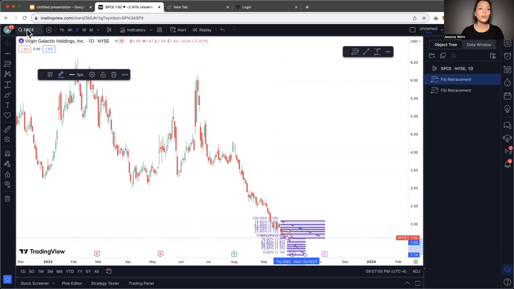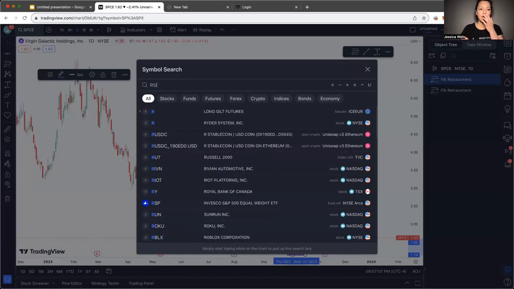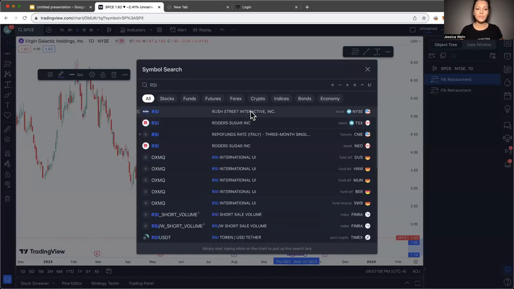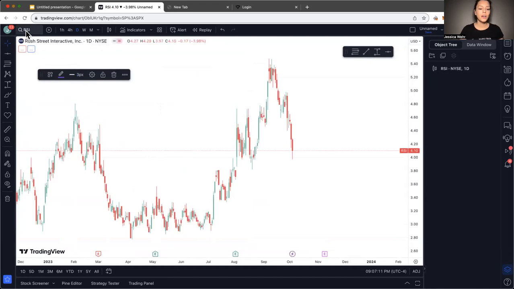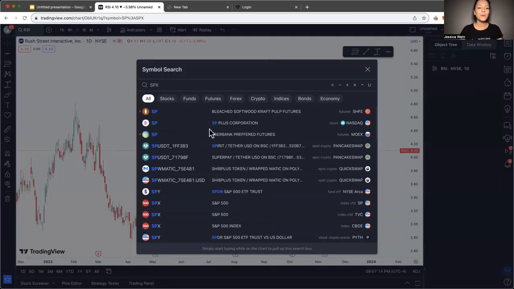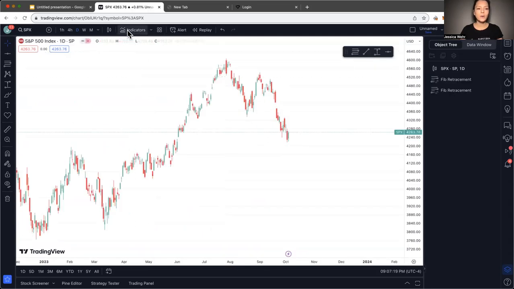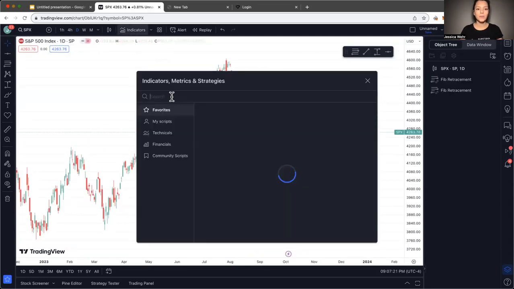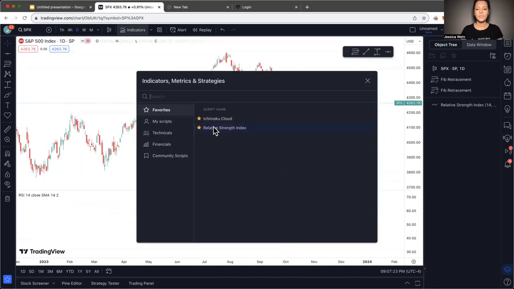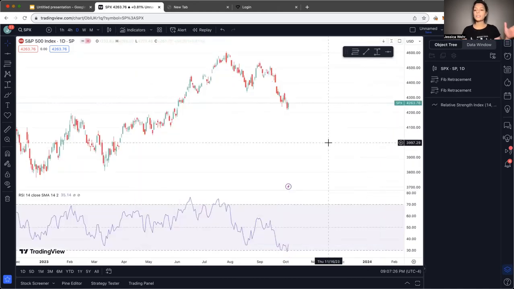Now we're going to go over RSI and we're going to quickly see how that works. So I'm going to bring it up on my chart here. It is very simple. RSI, just like Ichimoku and Fibonacci, uses math, and it tracks the buying and selling of stocks. How you're going to read RSI is down here.